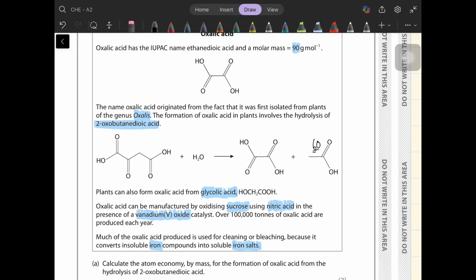Genus Oxalis. Sorry guys, I'm having a bad cold.